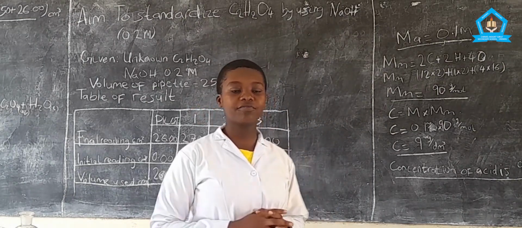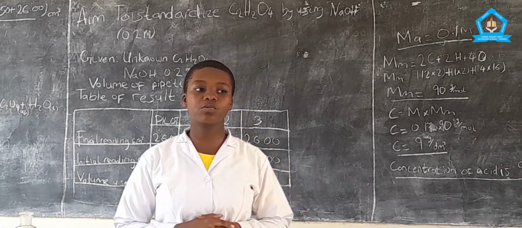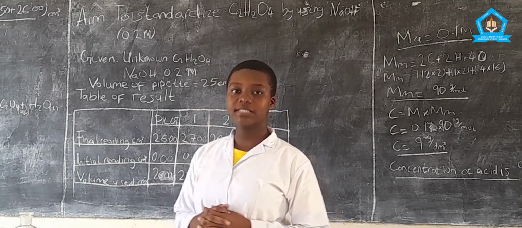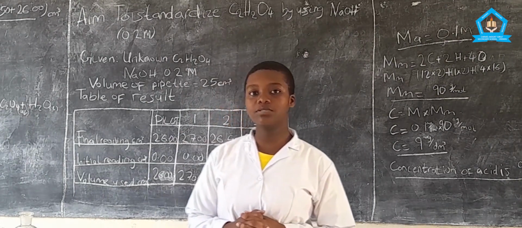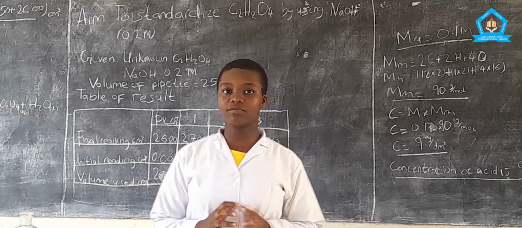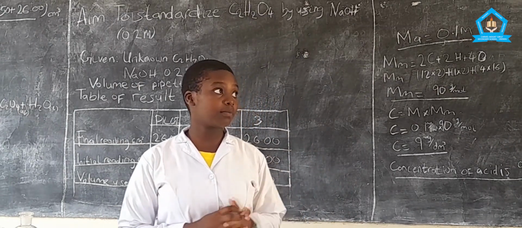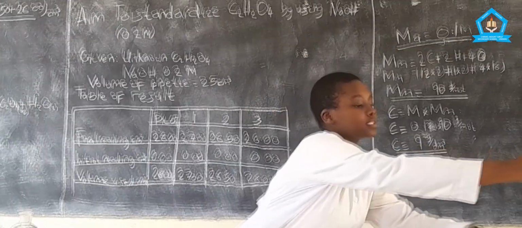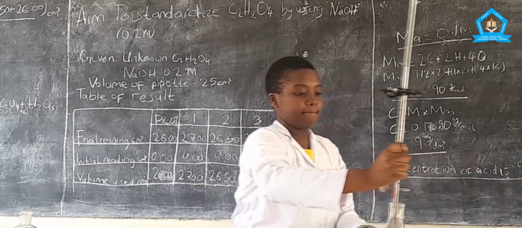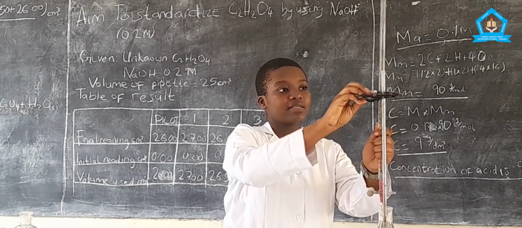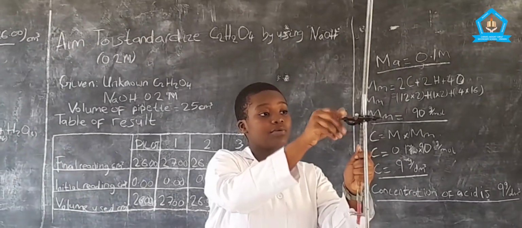Hi everyone, my name is Karen Degratis. I'm a student of Form 4 at Carmel Secondary School. Today I'm going to present the precautions that you need to take when you conduct the experiment of volumetric analysis. First, as you can see, the apparatus that you're going to use, for example, this is a burette.